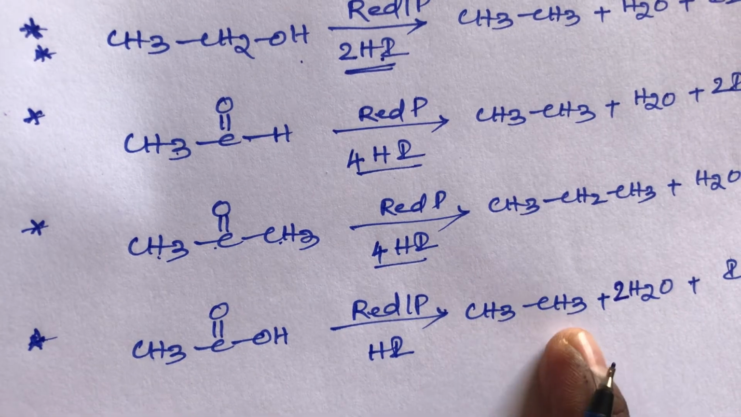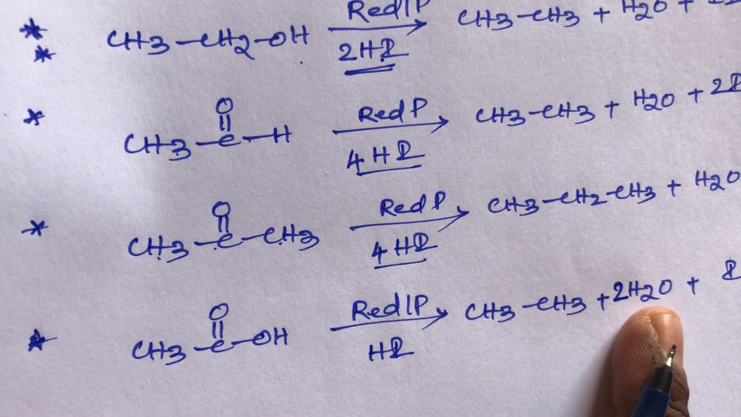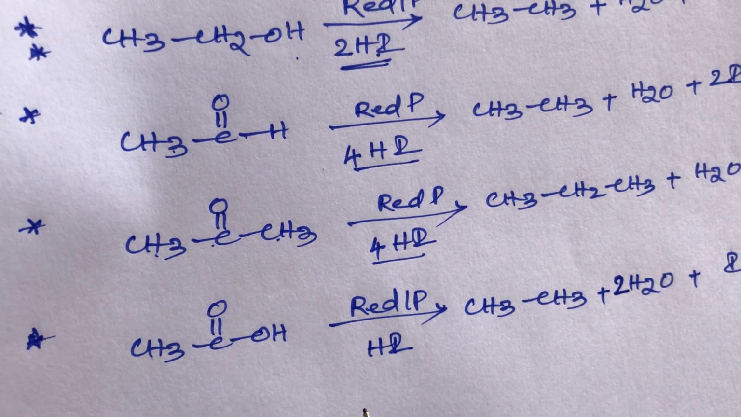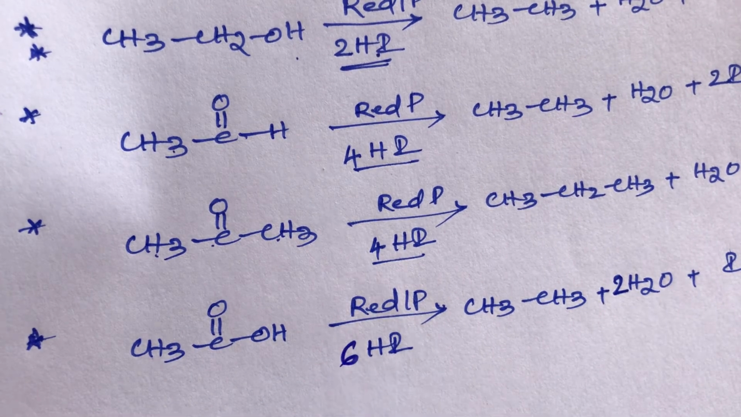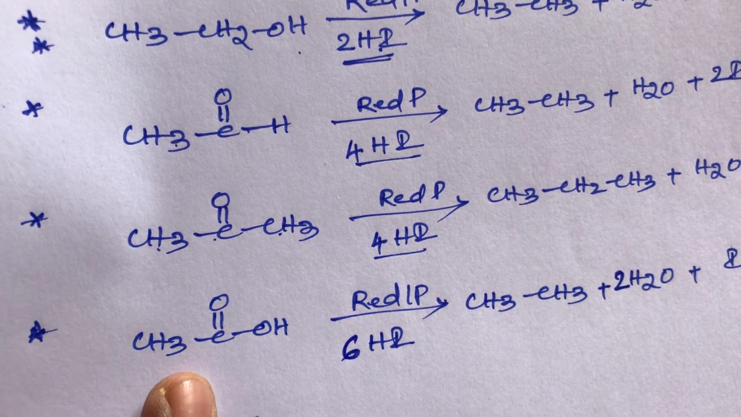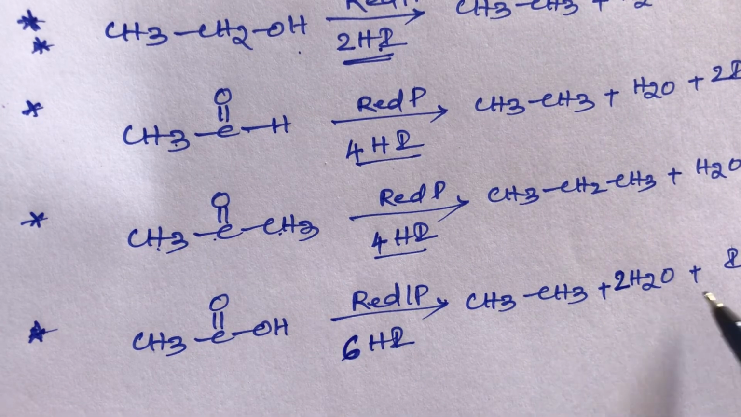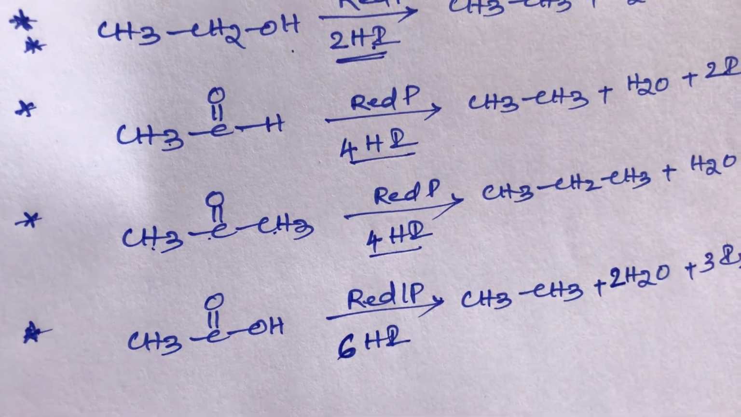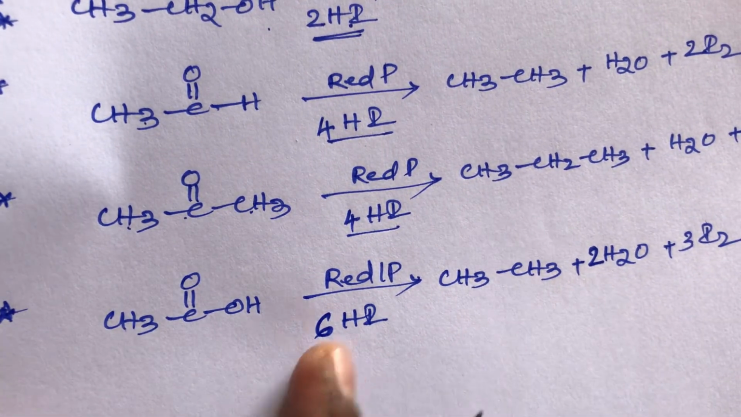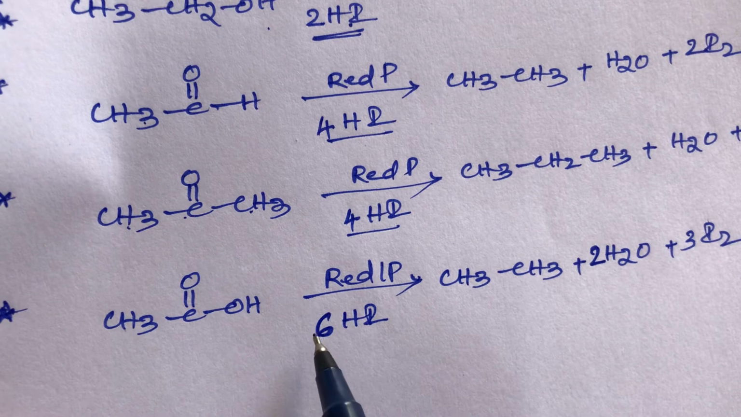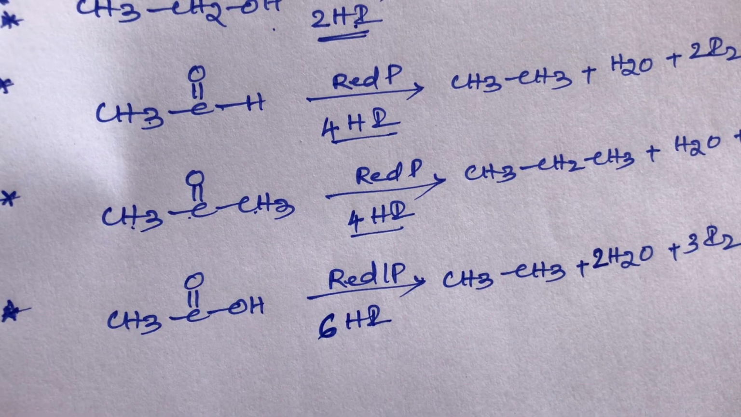Now on the right hand side the total number of hydrogens is 3 plus 3 is 6, plus 4 is 10 hydrogens, but on the left hand side only 4 hydrogens are there. So here how many moles of HI are involved, student? Here 6 moles of HI are involved. It is very important, student. Acetic acid reacts with HI in the presence of red phosphorus, it gives ethane plus 2 moles of water and 3 moles of I2, and in this reaction 6 moles of hydrogen iodide are involved. Aldehydes and ketones 4 moles, alcohols 2 moles, but the acid group here 6 moles of hydrogen iodide are involved. This is also very important, student.